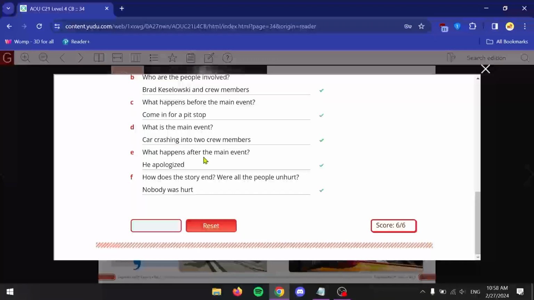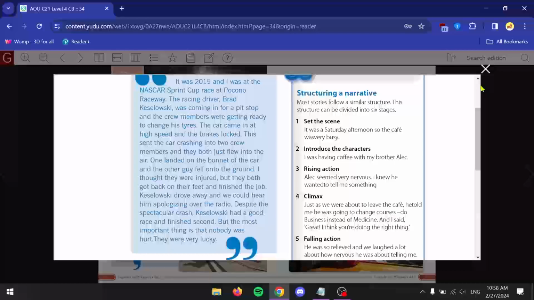E, what happens after the main event? He apologized over the radio. And F, how does the story end? Were all the people unhurt? Nobody was hurt, thankfully. Okay.